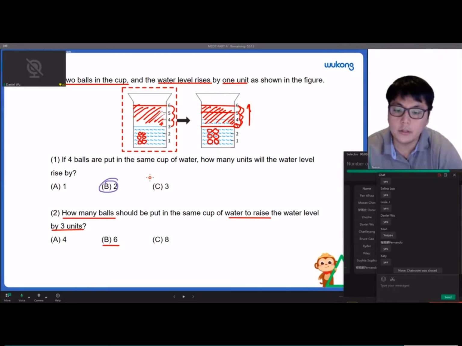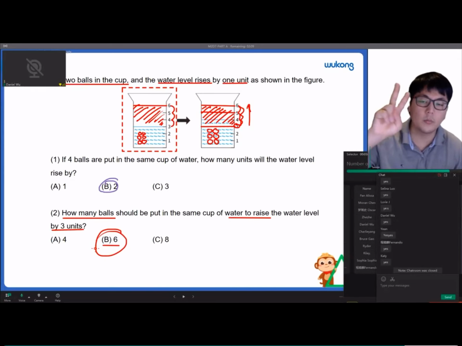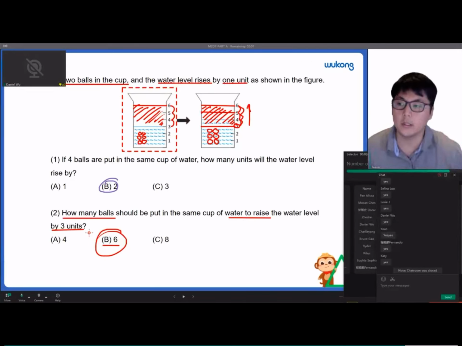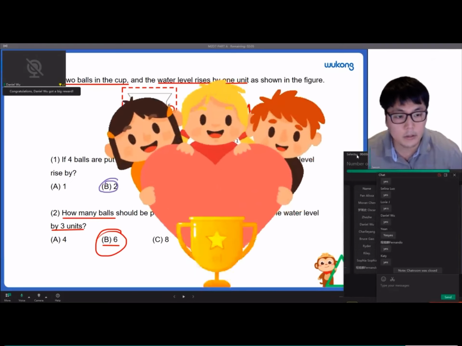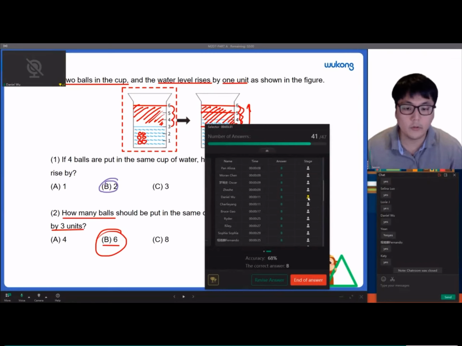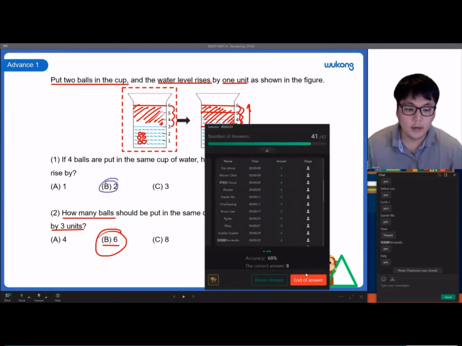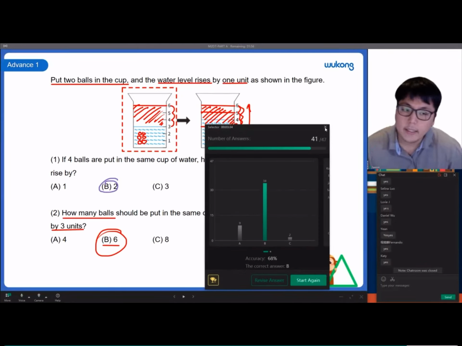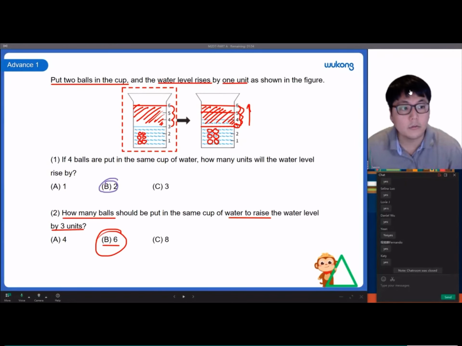So you're absolutely right, Daniel. We need 6 balls because every 2 balls goes up by 1 unit. Excellent job. Thank you very much, Daniel. That was really, really good. I love how you explain stuff. So I'll give you a trophy and keep up the good work. All right, so yes, everybody, the answer is B for that reason.